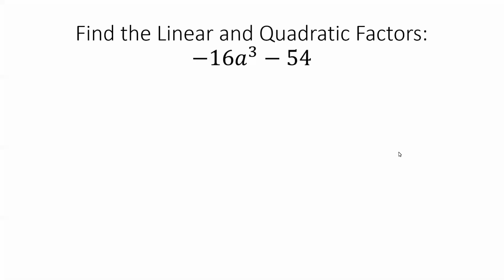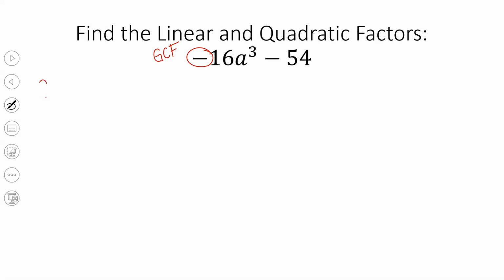All right, so this problem, find the linear and quadratic factors. That means you better have them labeled once you finish your problem. This has a GCF. Before we even determine what the GCF is, is it going to be a positive number or a negative number? How do you know? That first sign in front right here is negative. This tells me my GCF sign.